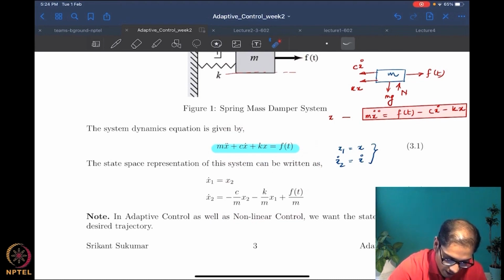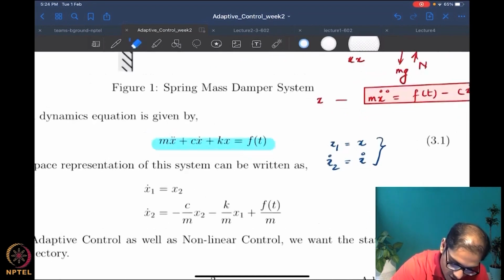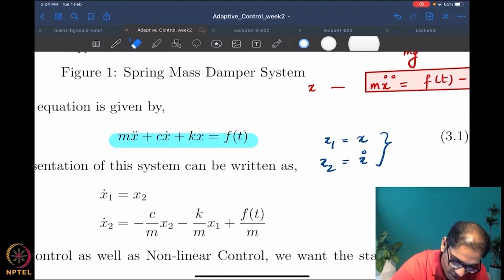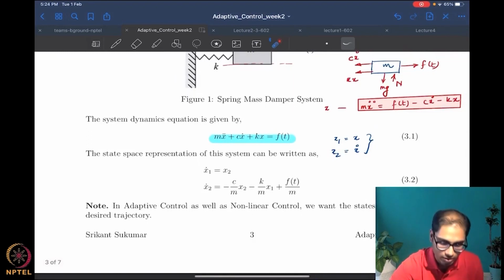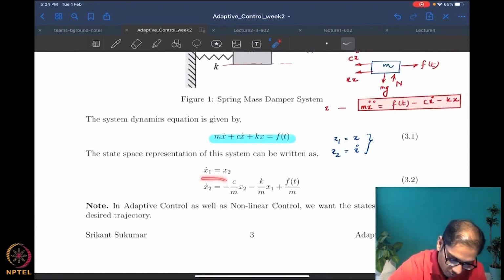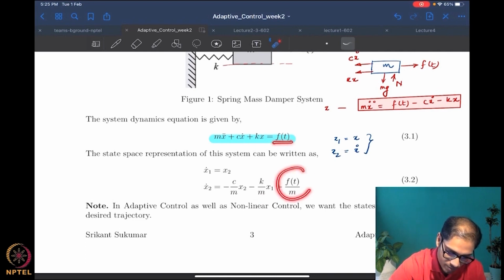Here I have m x double dot, which is essentially m x2 dot, and then you have c x dot. Sorry, there is a small error here. The states are x1 is x and x2 is x dot. So x1 dot is x2, and then x2 dot is x double dot, which is minus c by m x dot, which is x2, minus k by m x, which is x1, plus f over m.